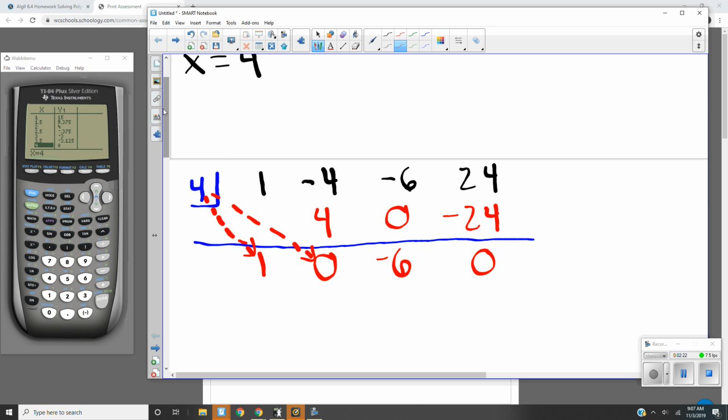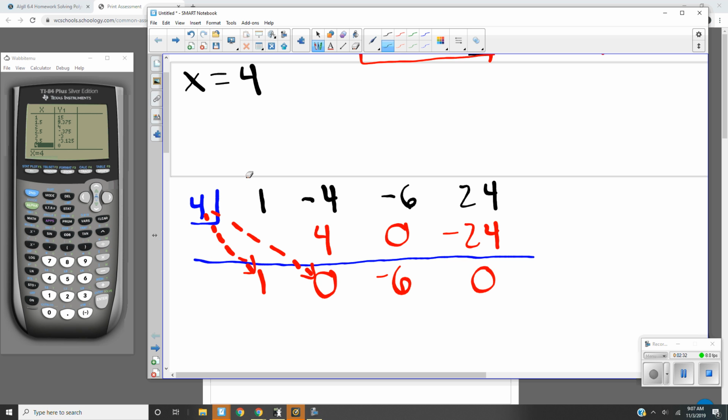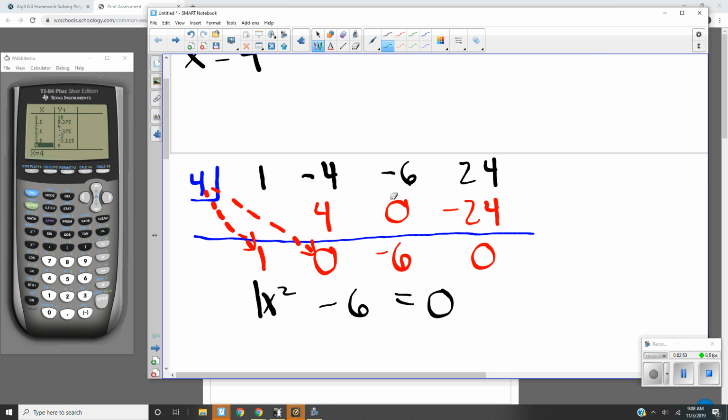So remember, these numbers are the coefficients for the answer. We started this problem as an x to the 3rd problem, so that means when we divide, our answer should be taken down a degree. So we get 1x squared, there's no x term, plus 0x, I'm not going to write that, minus 6. So that's our other factor, and this is where we're going to find our other 2 solutions. So that's a degree 2, so there should be 2 solutions from this.